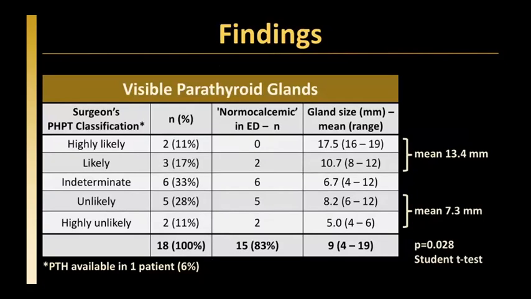The 5 patients classified as highly likely or likely of having primary hyperparathyroidism exhibited larger parathyroid glands than the 7 patients classified as unlikely or highly unlikely, and this observed difference in gland size between the 2 groups was statistically significant. However, it is worth noting that the patients classified as indeterminate exhibited glands as small as 4 millimeters.